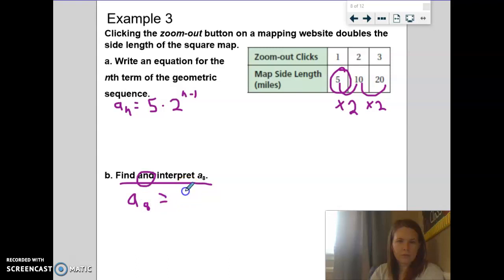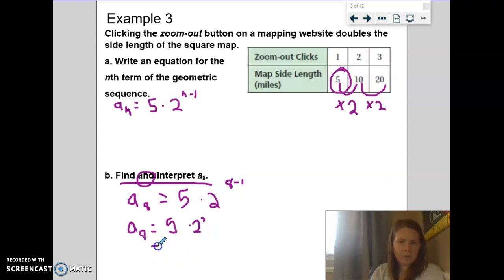equals 5 times 2. And then instead of putting my n here, this is a sub n, so that 8 is going to be my n value. So I'm going to have 8 minus 1. Ultimately, if I wanted to take 8 minus 1 already, I could, because 8 minus 1 is 7, so I'm going to have 5 times 2 to the 7th.